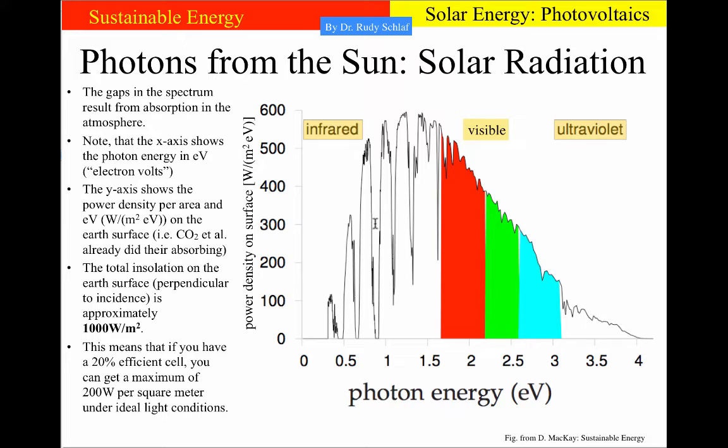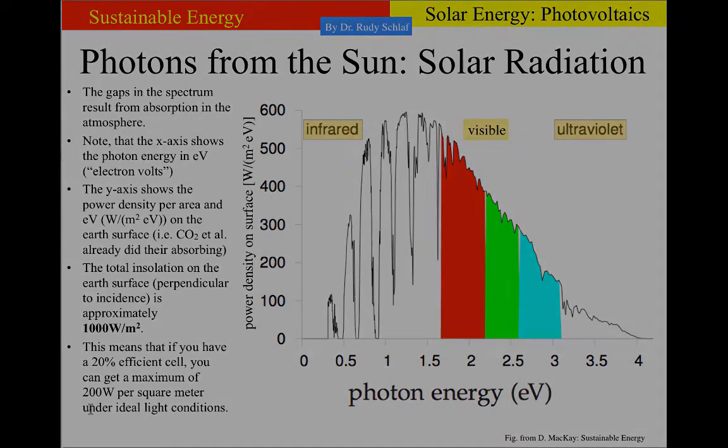The gaps here, we know that now from the discussion of the greenhouse effect, these gaps come from the absorption in the atmosphere. The total energy that is in this solar spectrum on a clear day on the Earth's surface is about 1000 watts per square meter if the solar cell is perpendicular to the incidence of the sun. If you have a 20% efficient solar cell, you can get a maximum of 200 watts per square meter under ideal light conditions. So that means a clear sky and the sun is as high as possible.